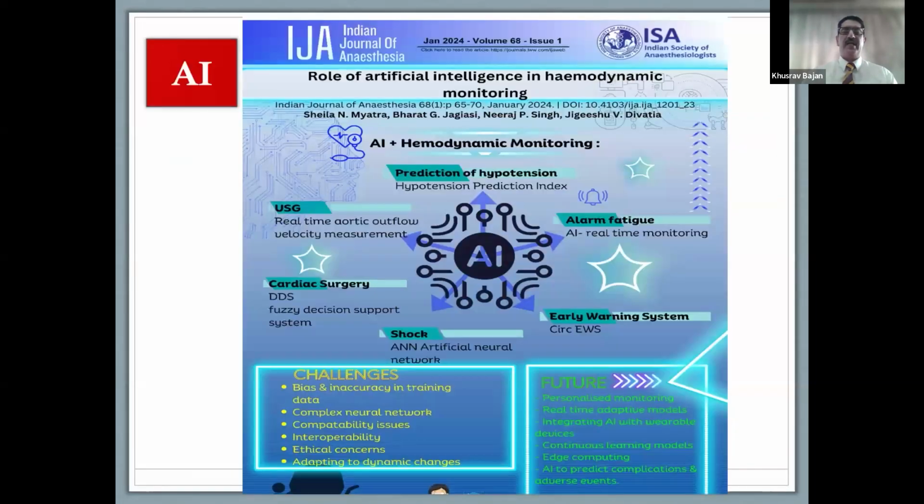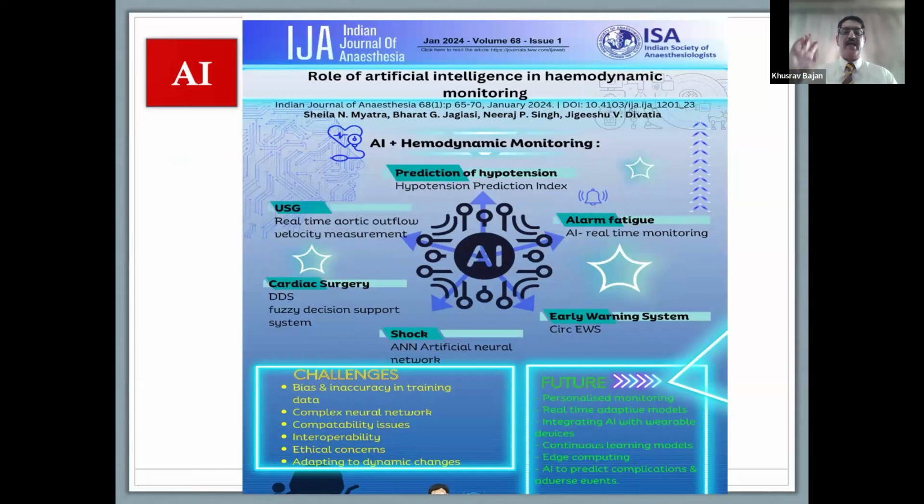Can artificial intelligence also get incorporated into hemodynamics? And whenever we talk about this, we are towards the end of the talk. My colleagues have presented this in Jan 24. And here they are looking at the USG with velocity, prediction of hypotension, as I said, HPI, alarm fatigue, early warning, shock, and some cardiac surgeries have been studied. And there is lots of future to this.